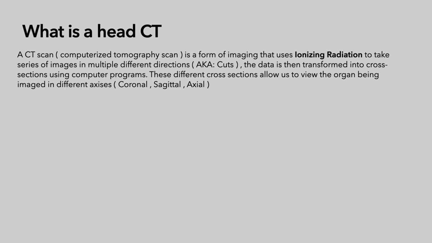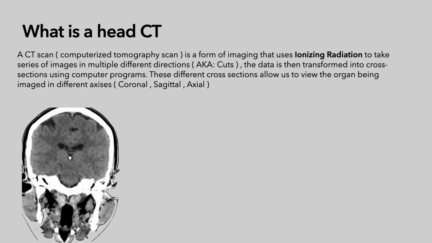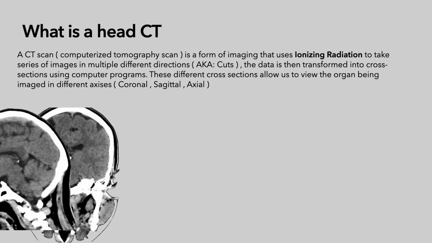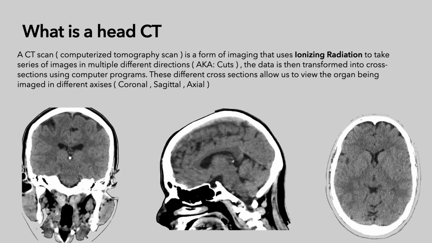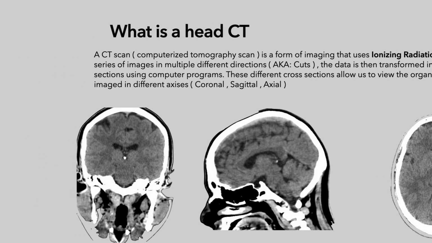Okay, so a CT scan is a form of imaging that uses ionizing radiation to take a series of images in different cuts or directions. The data is then transformed into cross-sections using computer programs to produce different views of the brain or whatever part of the body you want to look at, whether it's coronal, the one on the left, sagittal, the one in the middle, or axial, the one on the far right. It's basically the same technology as X-ray. You use ionizing radiation, but the emitter of the ionizing radiation rotates in a cylindrical axis, and along with the computer program that helps in creating the different views that we can see, it produces much, much more detail than an X-ray.